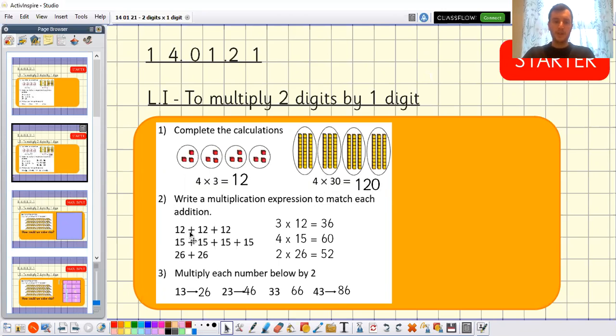For the addition ones, there are 3 12s, so it's 3 times 12, and I've given you the answer there as well to make it a calculation. This one, 4 15s, so it's 4 times 15, and again, I've given you the answer there for that calculation. And there are 2 26s, so this one is 2 times 26. For the last question, you had some numbers and you had to multiply each one by 2. So 13 times 2 is equal to 26. 23 times 2 is equal to 46, 33 times 2 is equal to 66, and 43 times 2 is equal to 86. Well done if you managed to get all of those.